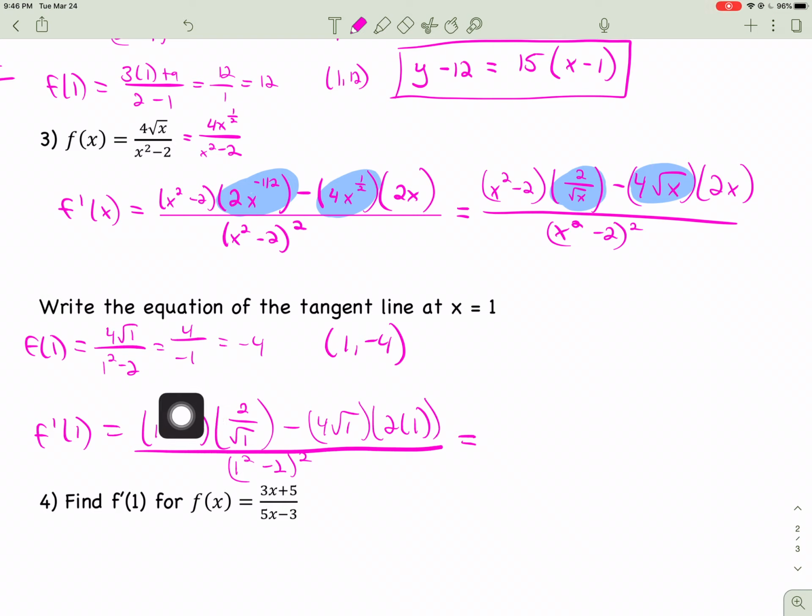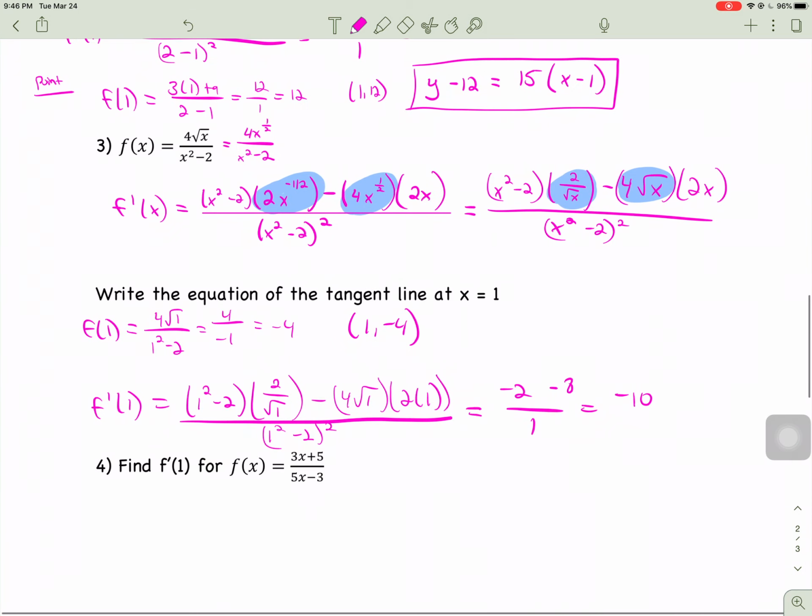1 minus 2 is negative 1. Negative 1 times 2 is negative 2. 4 times rad 1 is 1. 4 times 2 is 8. So negative 2 minus 8 over. This is 1 minus 2 is negative 1 squared is 1. So you get negative 10.